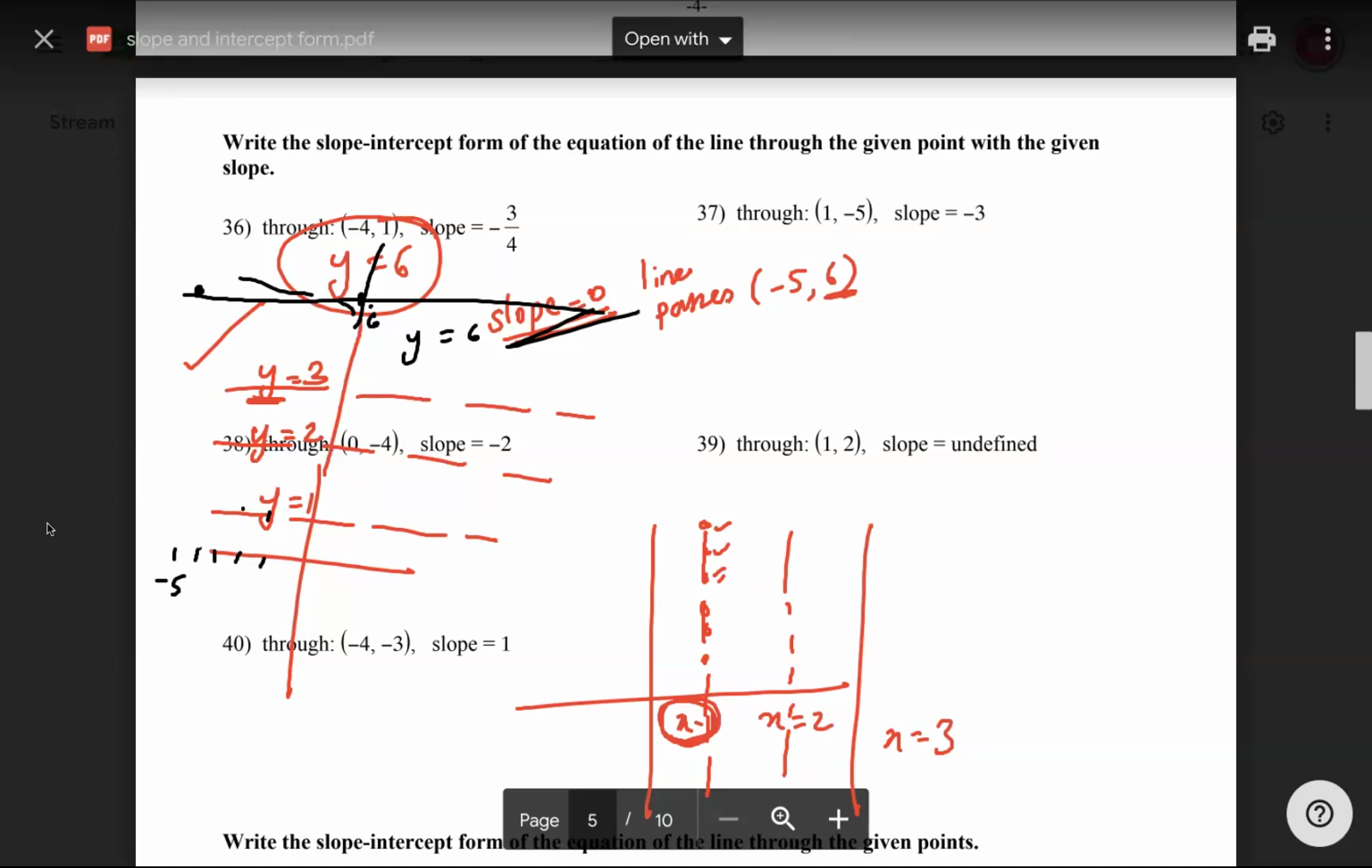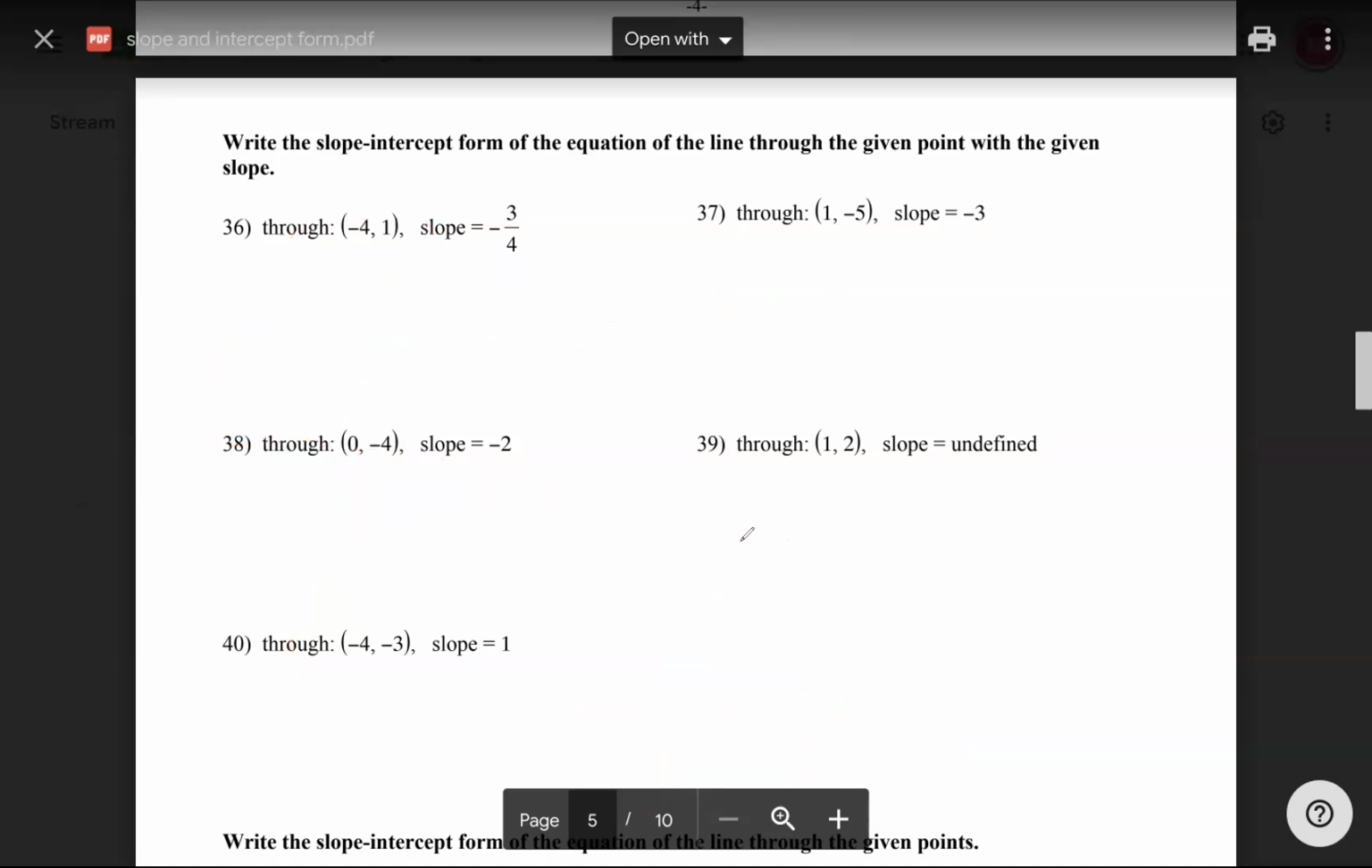Yeah. Now let's say I have a line with undefined slope. The line passes through (5, -7). What is the equation of the line?